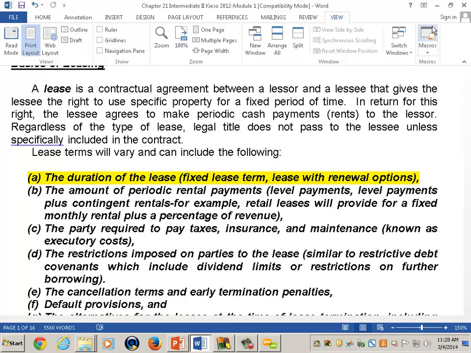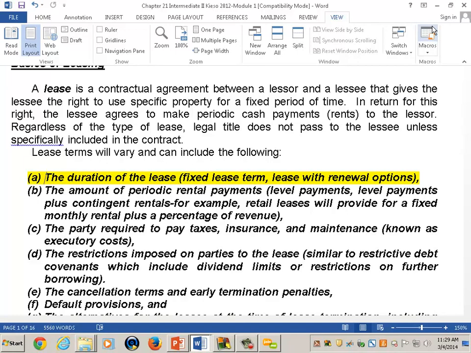Now, it's interesting, I'm going to come back to this, but under IFRS, if there's a bargain renewal option, it could trigger a capital lease, a lease that is put on your balance sheet. So IFRS is a little different, but for us, we'd have to think about whether or not it extends the lease term. Okay. All right.